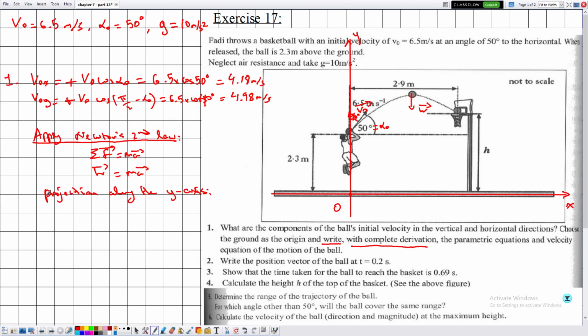Now in this case, we drop down the vector quantity, and each vector quantity will carry the label y. So wy is equal to may, and in this case wy is minus w because it's pointing in the negative direction. So minus mg is equal to may, which means that ay is equal to minus g. So the y component of the acceleration is equal to minus g, in which g is the gravitational field strength.